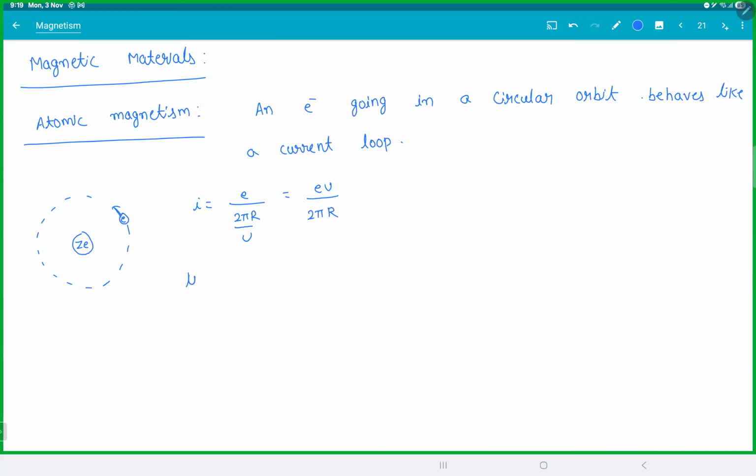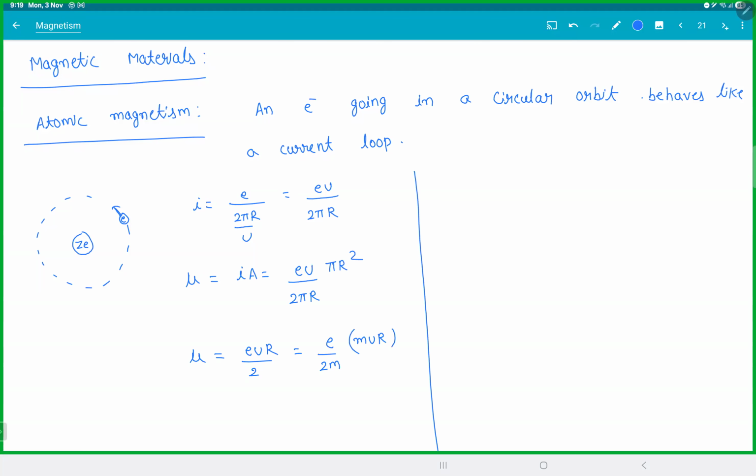The magnetic moment mu is given by number of turns N times I into area, which is e v by 2 pi R into pi R square. So we get mu is equal to e v R by 2. You can divide and multiply by mass, so this will become e by 2m into m v R. I hope you remember this.